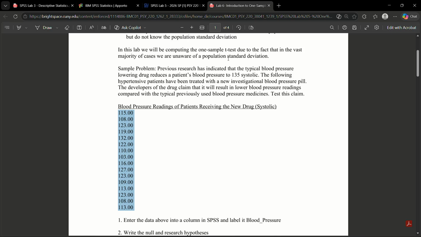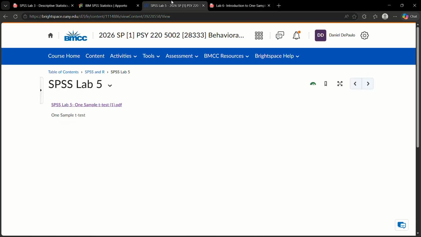So the null hypothesis is that there's no difference between this sample with the new drug and what we got previously in terms of blood pressure. The alternative is that this drug lowers blood pressure. So it's a directional hypothesis, a one tail test, and it's going to be lower than 135. So we're going to compare this sample to 135.